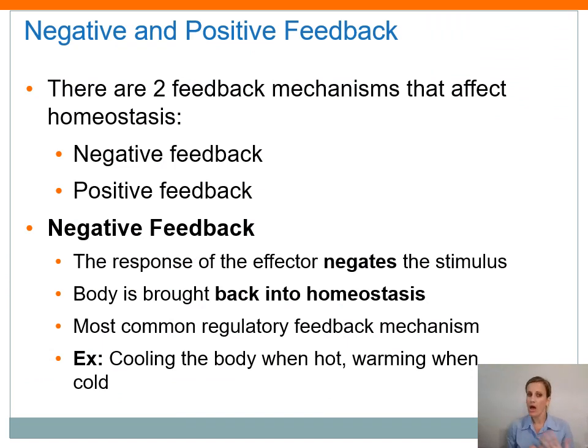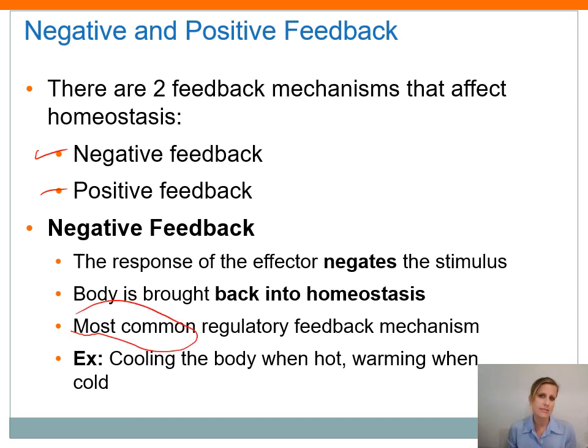Now, when we talk about homeostasis, we talk about different types of feedback mechanisms. There are two types of feedback mechanisms that affect homeostasis, either bringing us towards homeostasis, towards norm, or away from homeostasis. The two feedback mechanisms are negative feedback and positive feedback. We'll start with negative feedback. Negative feedback is the most common by far.